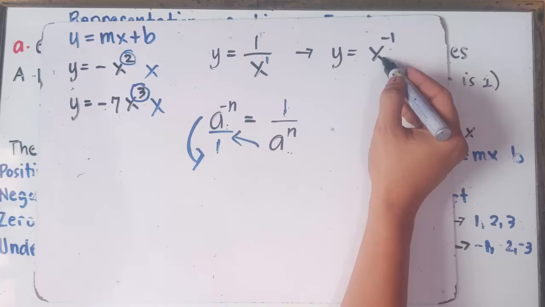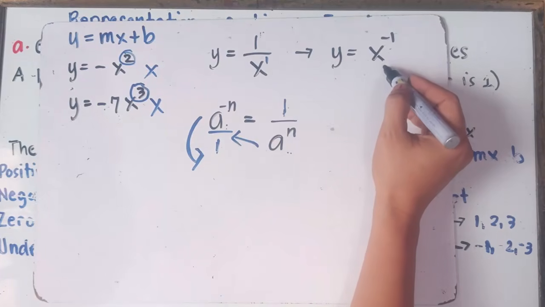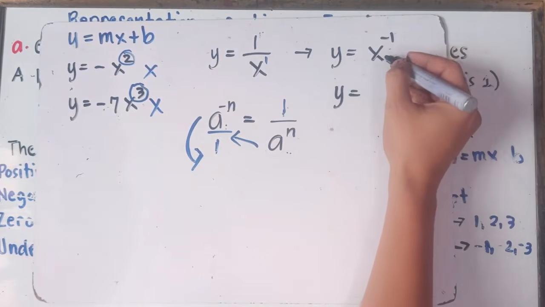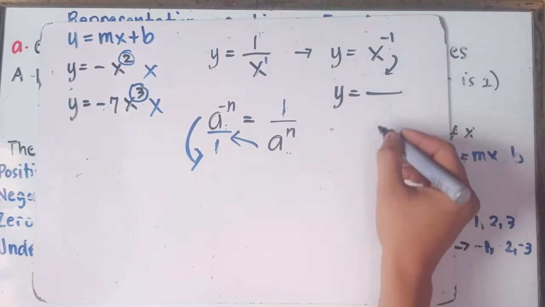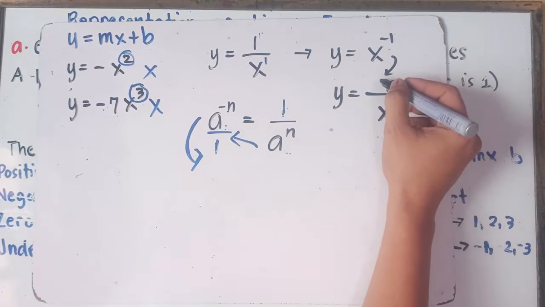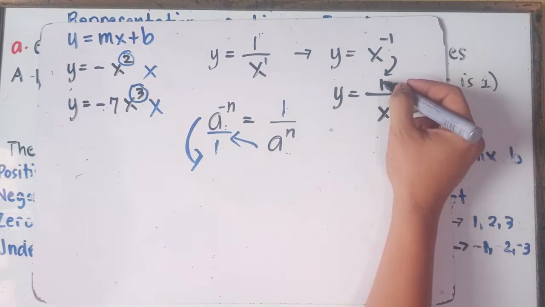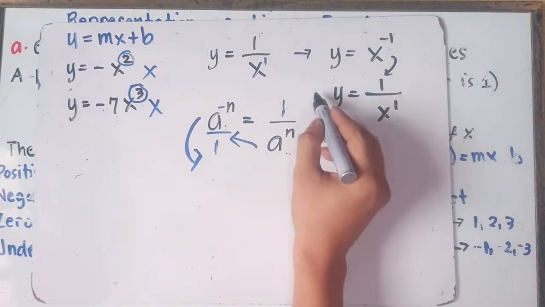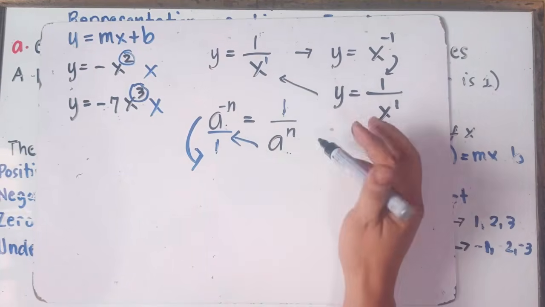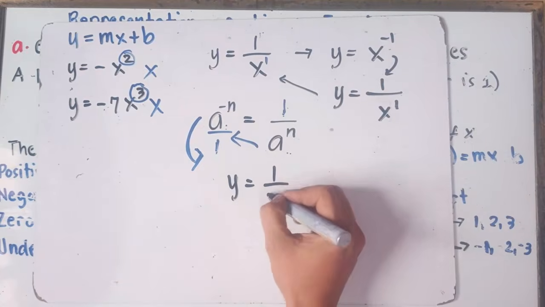Because if you simplify this one, class, it's like this. Y is equal to, put this one on the denominator. So this will be x. This is negative 1. It will become positive 1. And then simply copy 1. So 1 over x raised to the power of 1. Therefore, this is just the same, class. So therefore, class, y is equal to 1 over x.